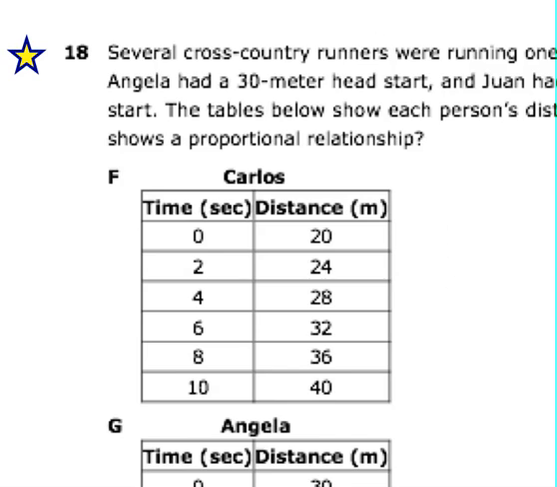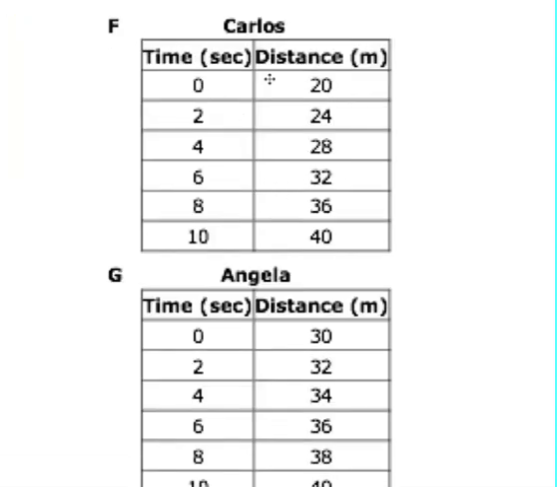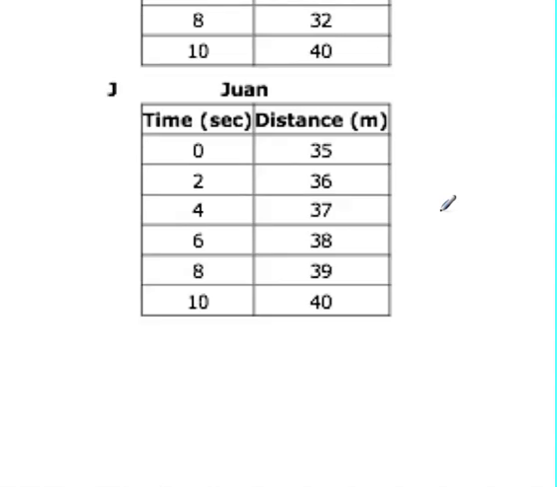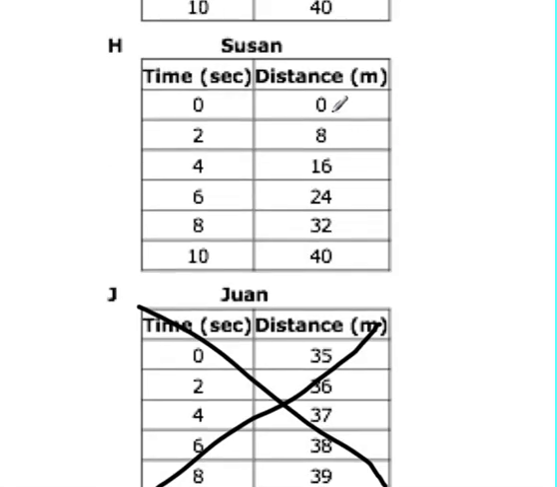So the first thing I'm going to look for whenever I'm looking at a table is, does the value start at 0, 0? F does not. F is not proportional solely on the fact that it does not start at 0, 0. G does not start at 0, 0, so G does not work. H does, so I'm going to skip it so I can come back to it just in case, and J does not. So these do not represent proportional relationships because they don't start at 0, 0. This one starts at 0, 0, but we've got to make sure that it does the others.